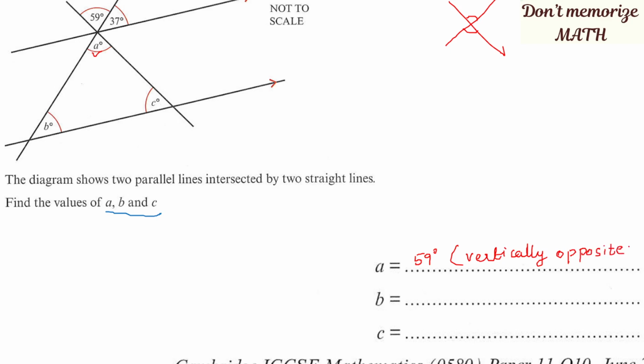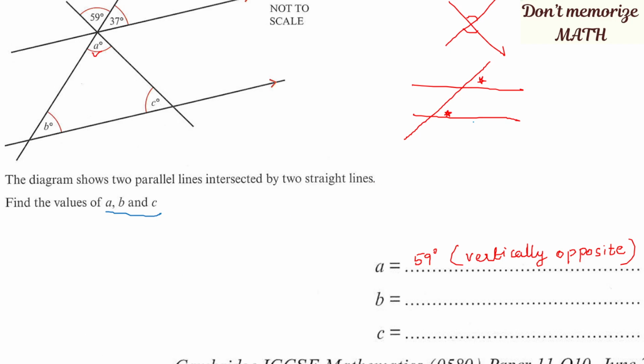Vertically opposite angles are equal. Next, we'll find B. Before starting B, for parallel lines we have two types of angle: one is corresponding angle, one is alternate angle. If the lines are crossed by a straight line, you can see this angle and this angle are in the same position, right?